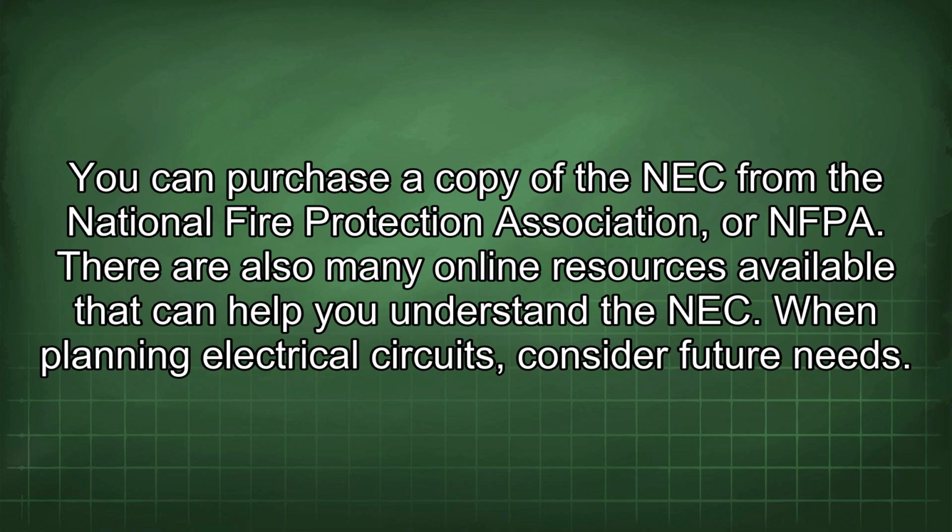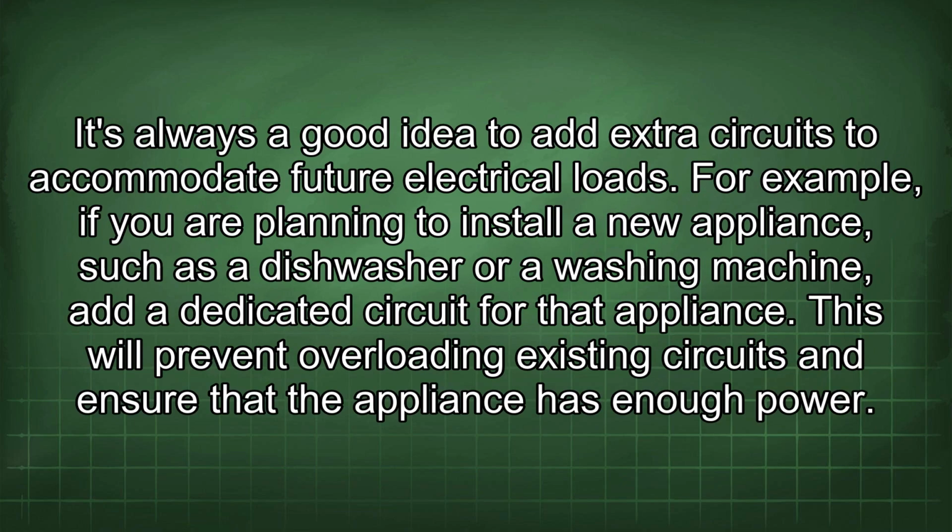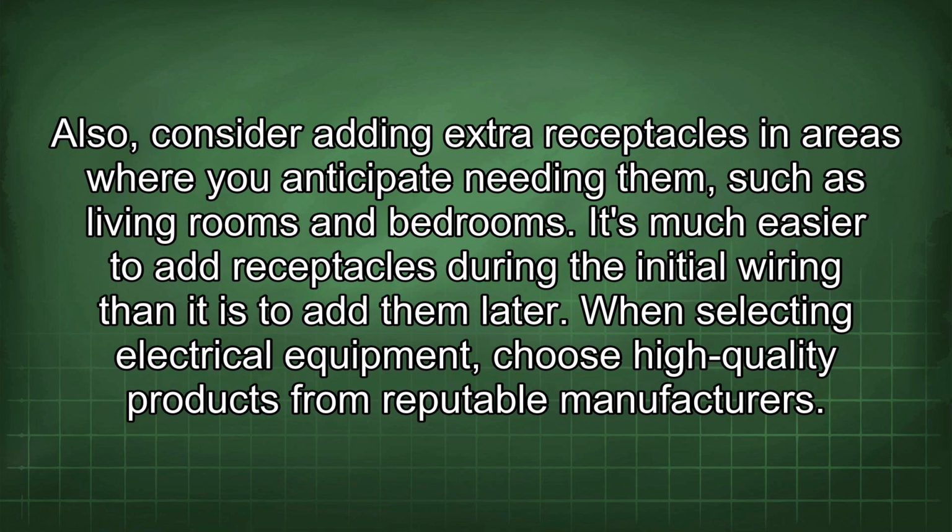When planning electrical circuits, consider future needs. It's always a good idea to add extra circuits to accommodate future electrical loads. For example, if you are planning to install a new appliance, such as a dishwasher or a washing machine, add a dedicated circuit for that appliance. This will prevent overloading existing circuits and ensure that the appliance has enough power. Also, consider adding extra receptacles in areas where you anticipate needing them, such as living rooms and bedrooms. It's much easier to add receptacles during the initial wiring than it is to add them later.